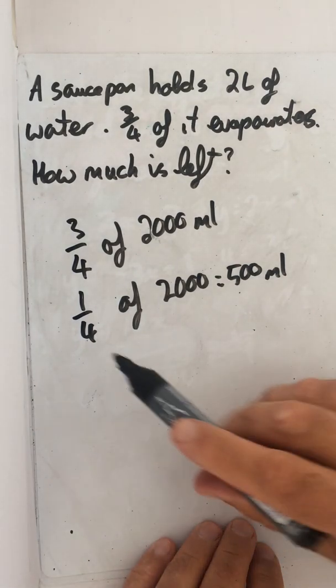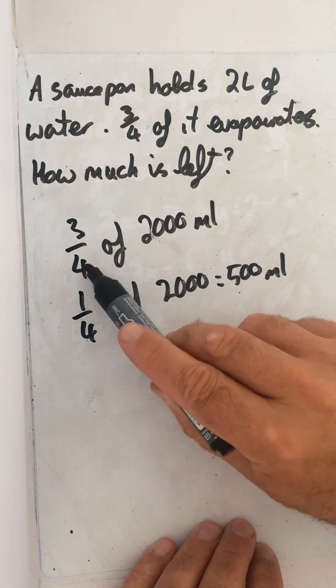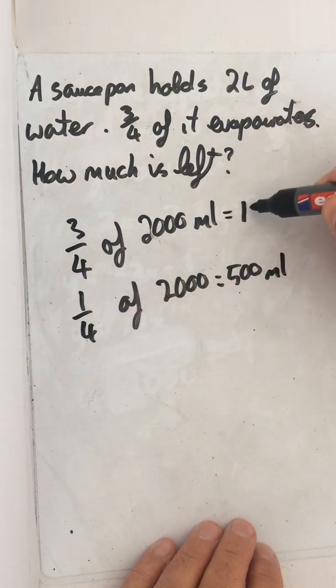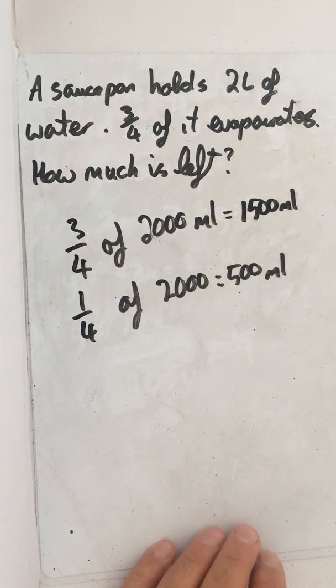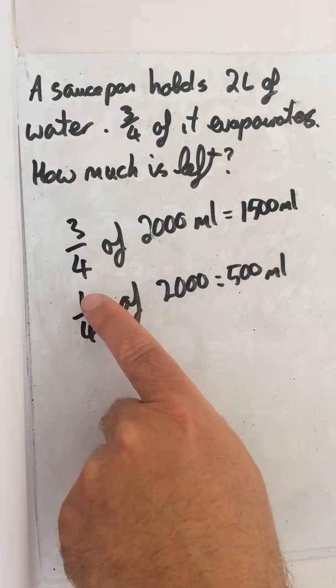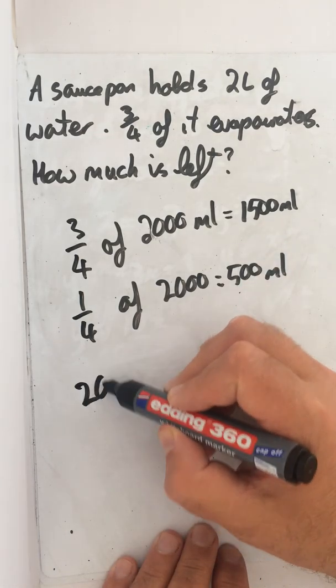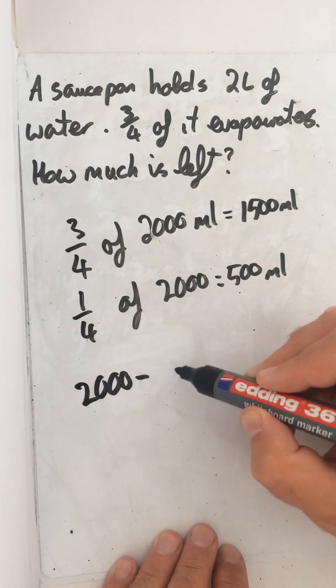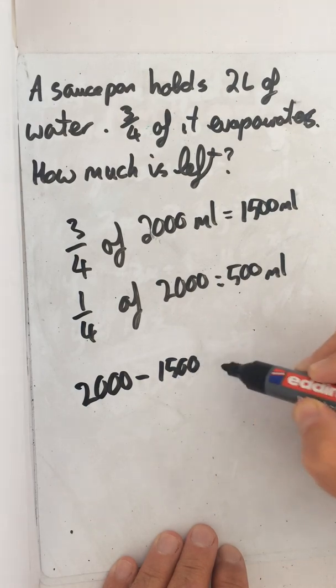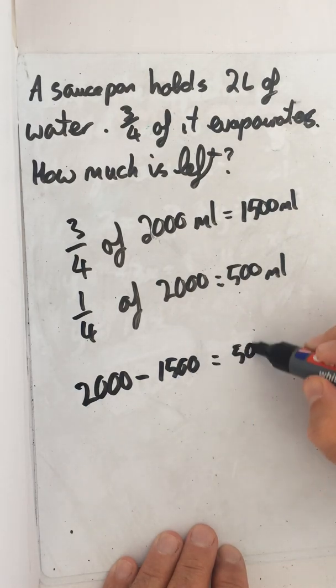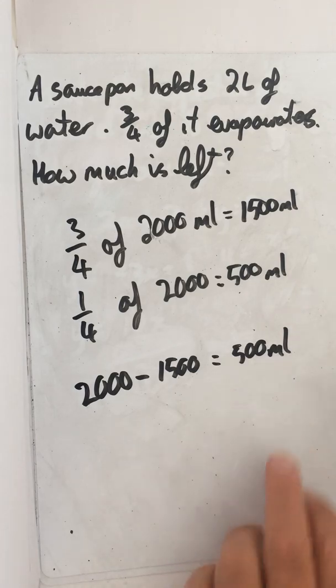So therefore, if 1/4 is 500, 3/4 are 1,500 millilitres. So that's how much water has evaporated, and therefore it started with 2,000, 1,500 evaporated, and that left 500 millilitres left.